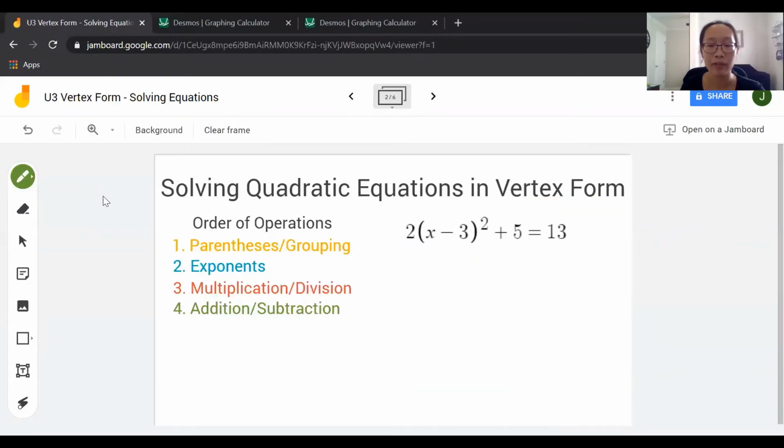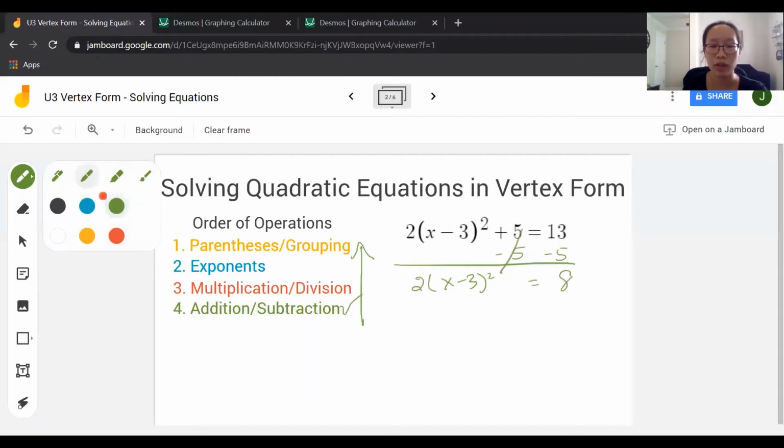Let's follow our plan of action and find x by reversing the order of operations. So first we're going to subtract 5 from both sides. That leaves us with 2 times (x minus 3) squared is equal to 8. Then we're going to undo our multiplication and division. I have multiplied by a 2 here, so I'm going to divide by 2. That leaves me with (x minus 3) squared is equal to 4.